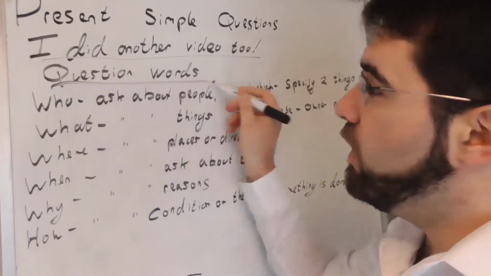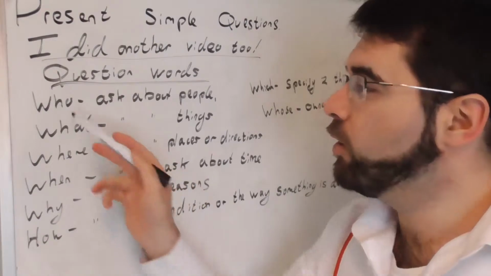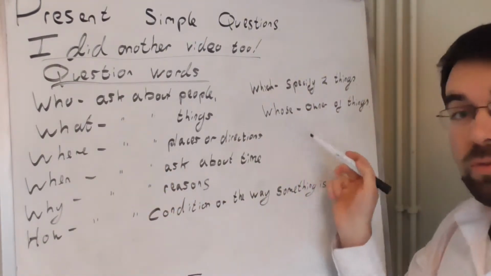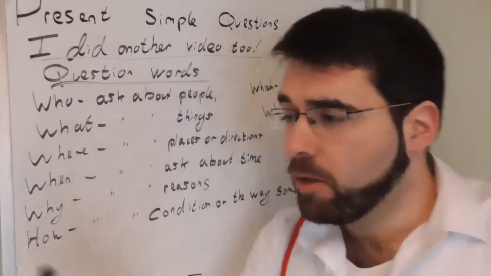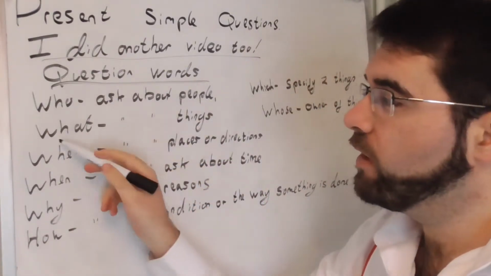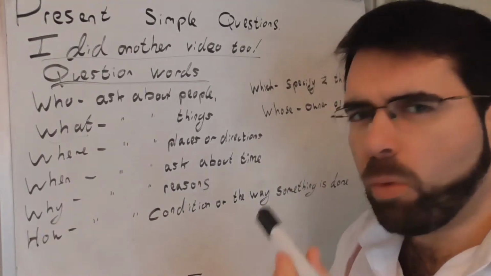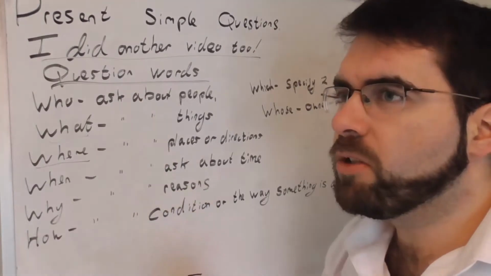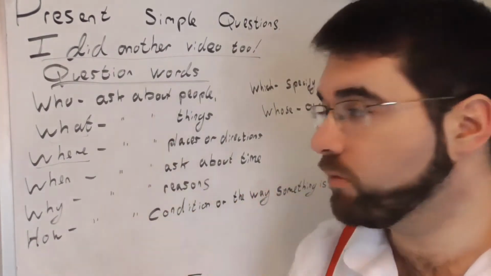But we can make it nicely more complicated by adding question words like who, what, where, when, why, and how. Not to mention which or whose. So who, asking about people. Who does the pen belong to? What, asking about things. What is this? Or where? Where do you live?